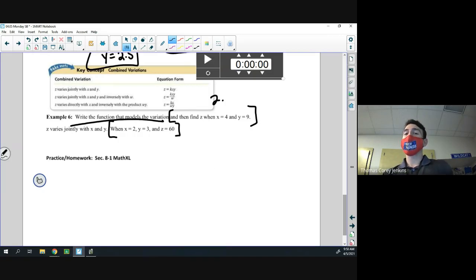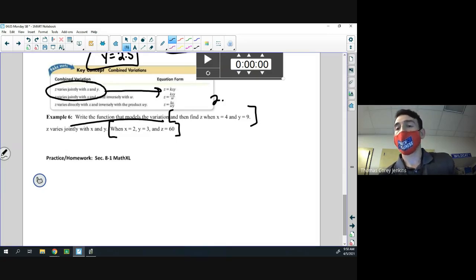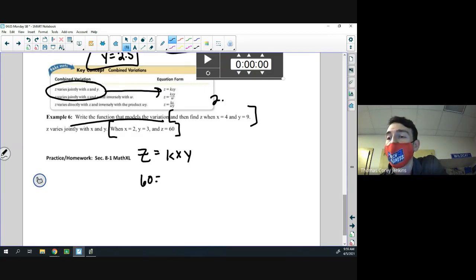So it says z varies jointly with x and y, right? So I'm just going to take this formula right from here. So z equals k times x times y. Then we can sub in what we have and then solve for the missing variable. All right, so we'd have 60 equals k times 2 times 3. So just divide both sides by 6 to get 10 equals k.